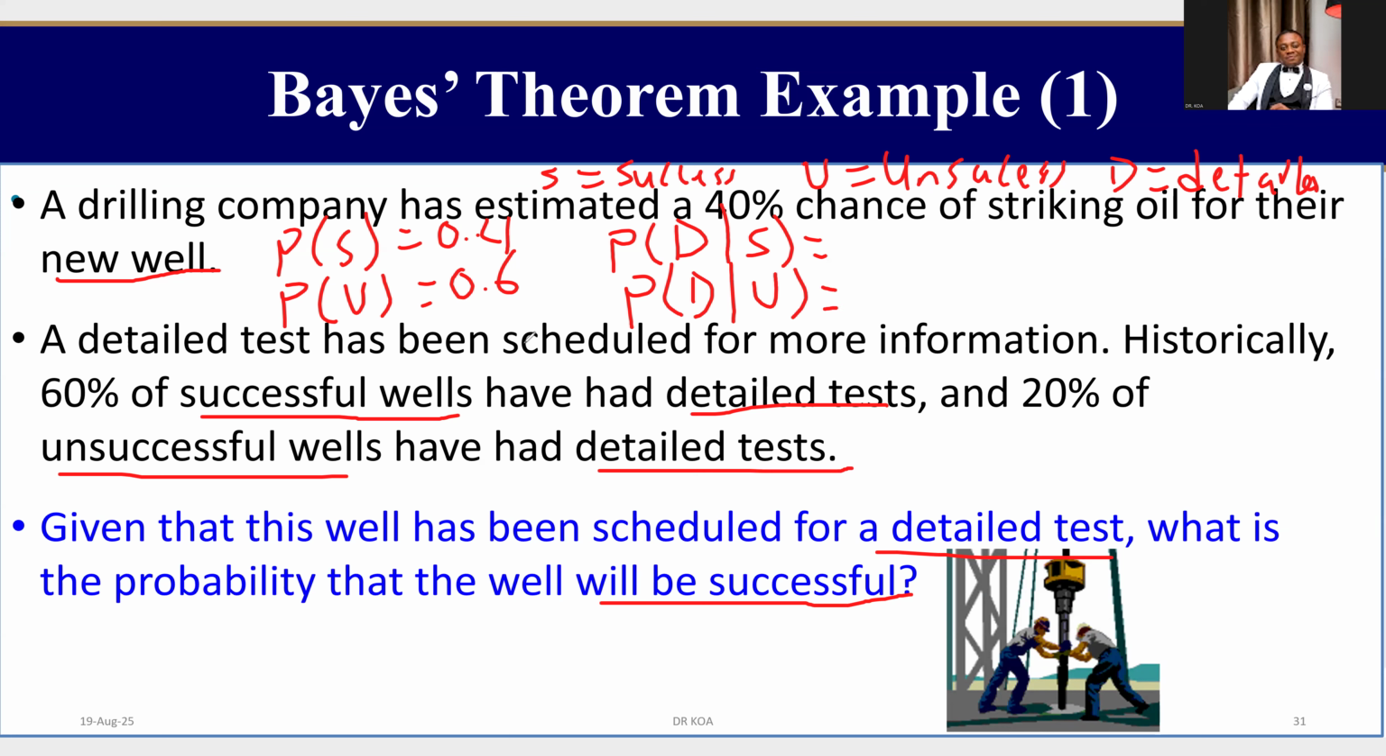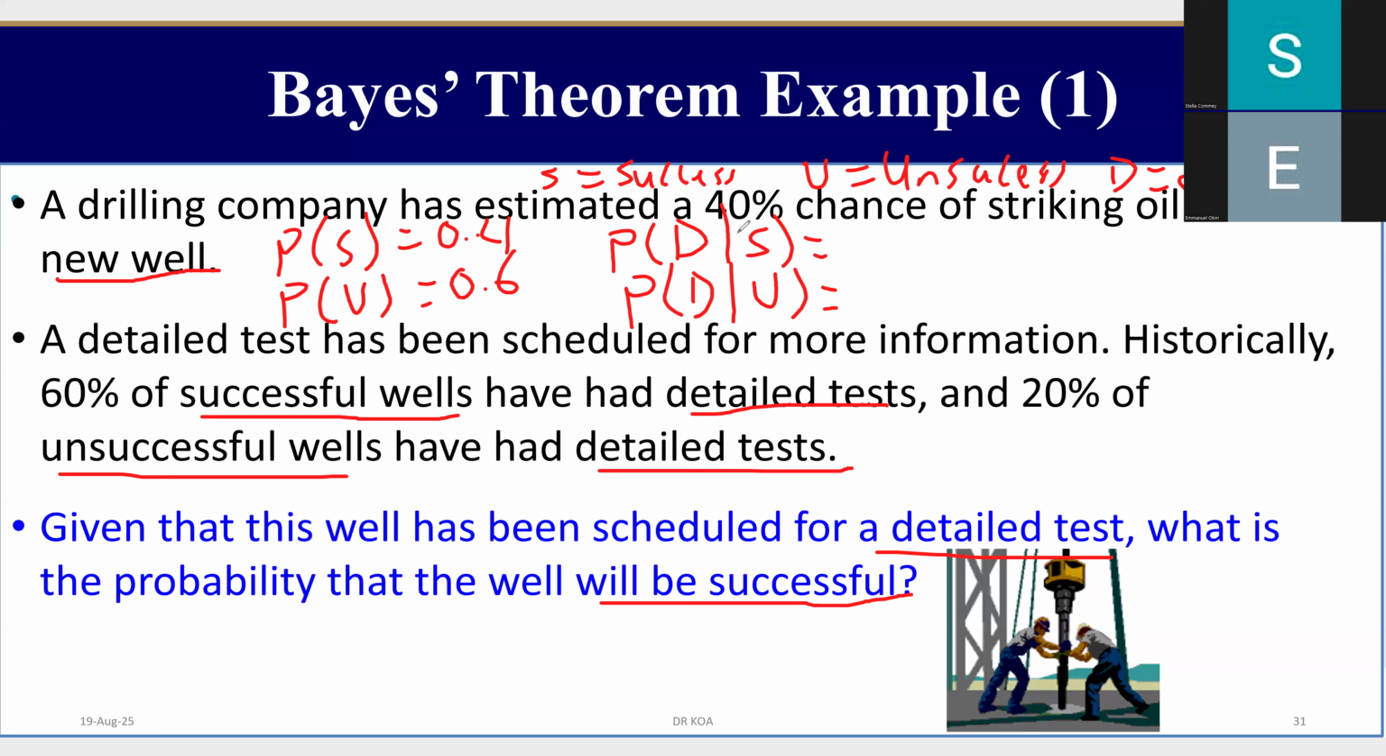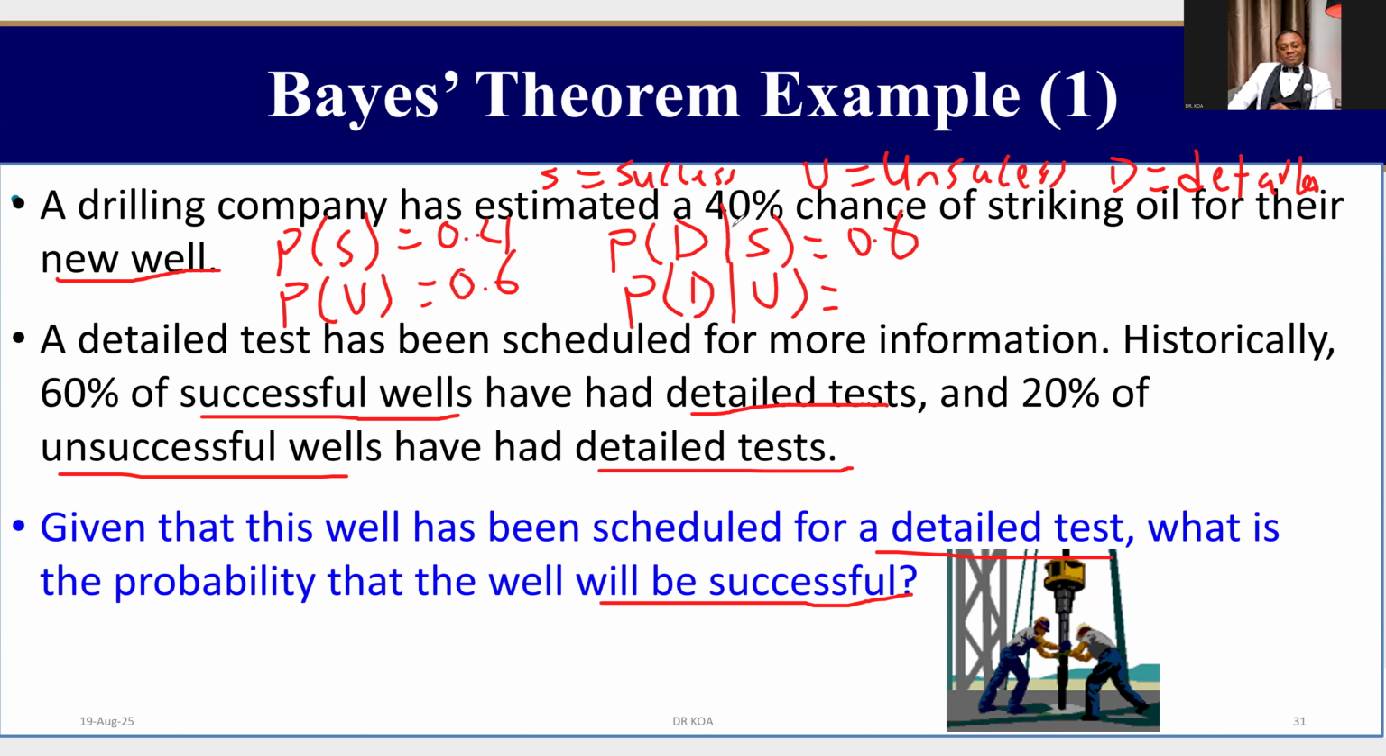So the first one, the probability that you are doing a detail test when it is successful, what percentage was that? What was the value? Watch D given S. This is the only part where you have to understand. Yes, Stella, 60%. Remember, it is detailed given successful. So that is 0.6. And then detailed given unsuccessful, that one is what? Stella: 20%. So you have 0.2.